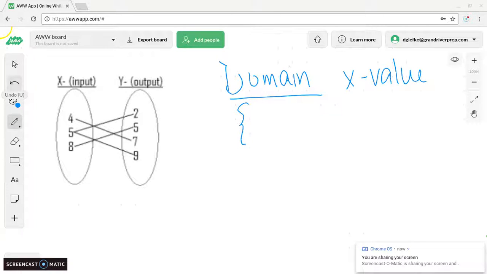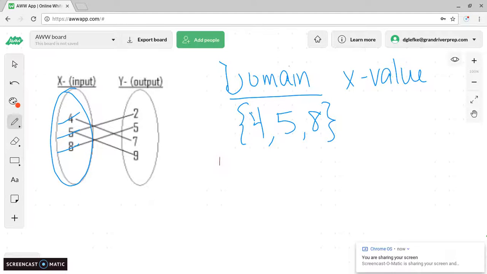So our domain is the X values, and these are labeled, and they're the inputs. All the numbers in that bubble are part of our domain. We want to list them in numerical order from smallest to largest. So we're going to start with 4, and then I'm going to cross it out so I don't list it again. Then I have 5, I'm going to cross that out. And then I have 8, I can cross that out. And that's it. So my domain is 4, 5, and 8.